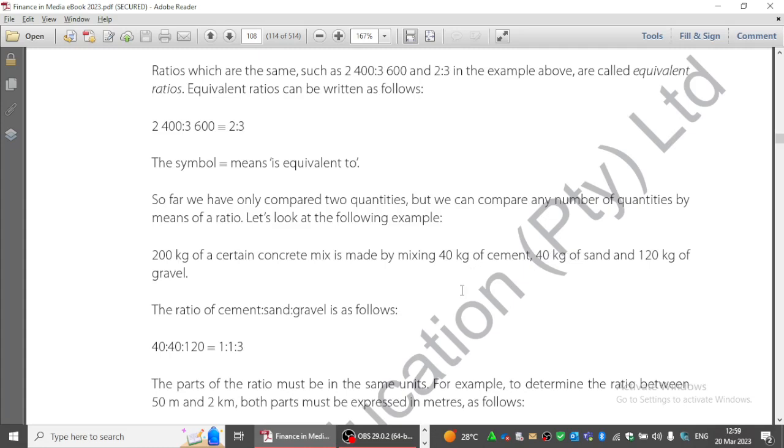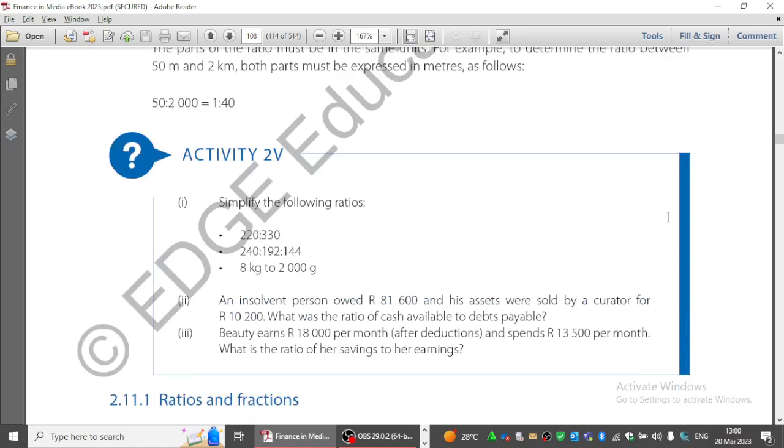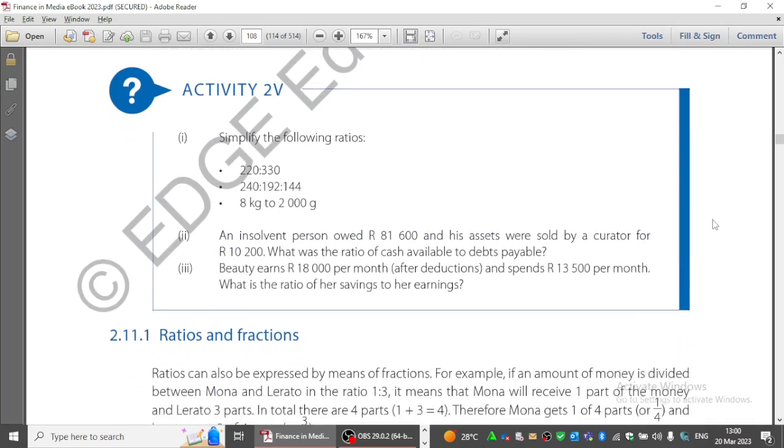So that's how we explain the ratio between things that are not related, or things that are related within one concept. So this is an activity that you can apply and see what it offers you. And now we're going to move to ratio to fraction.